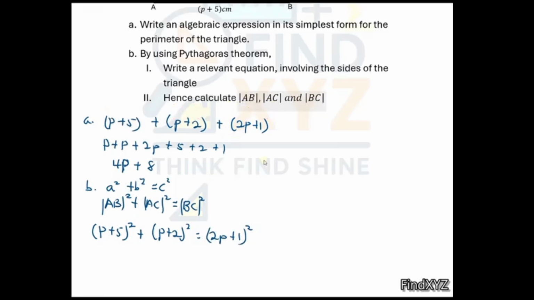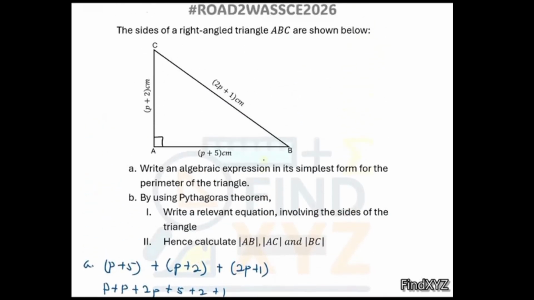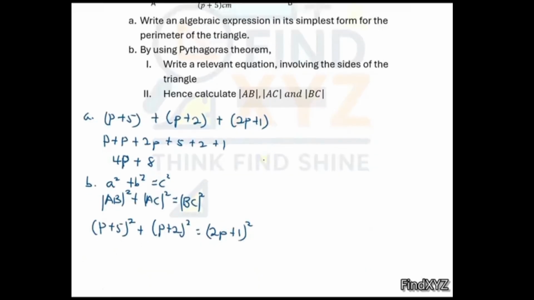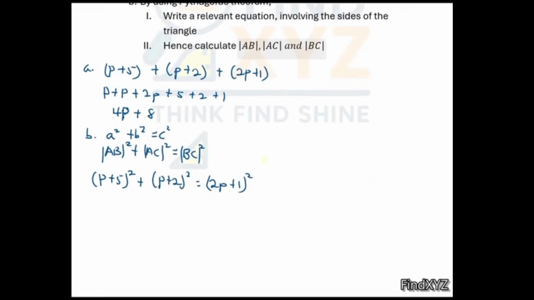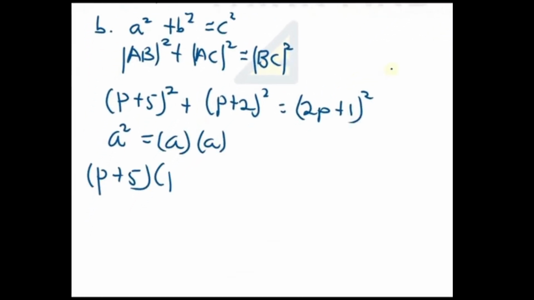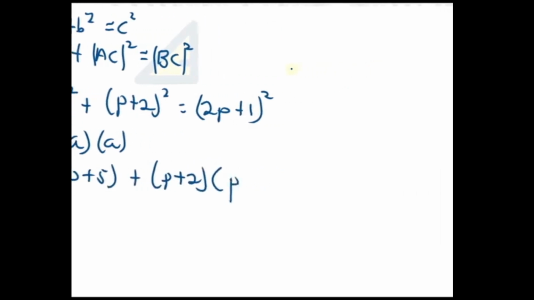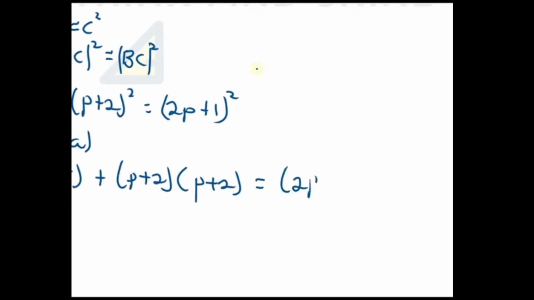Now how do you identify the longest side? The longest side is always opposite to the 90-degree angle. Take note of that. It is always opposite to the 90-degree angle. So let's go on and expand. For example, if I have a squared, I can write this as a multiplying a. So I'm going to do the same thing. So I have P plus 5 all squared. I can write this as P plus 5 and another P plus 5, meaning that there are 2. Similarly, I can do the same thing here. So P plus 2, and I write again another P plus 2. Then 2P plus 1. Then I repeat it, 2P plus 1.